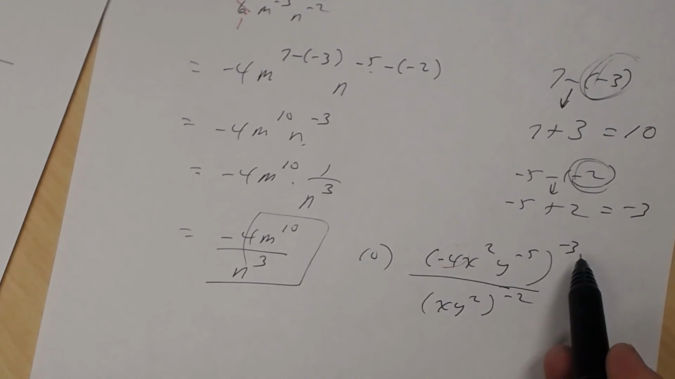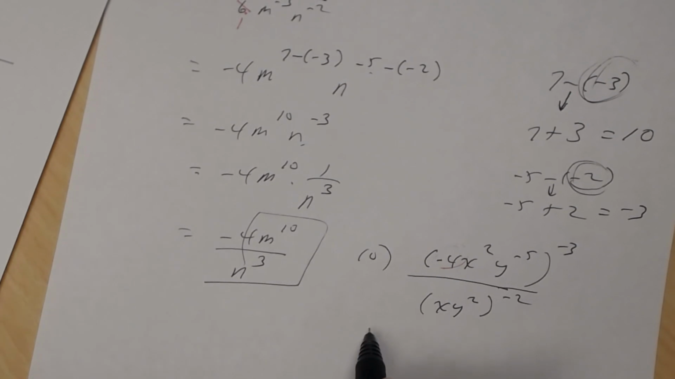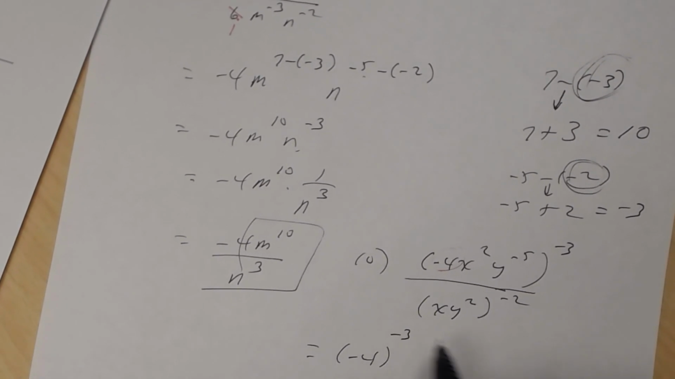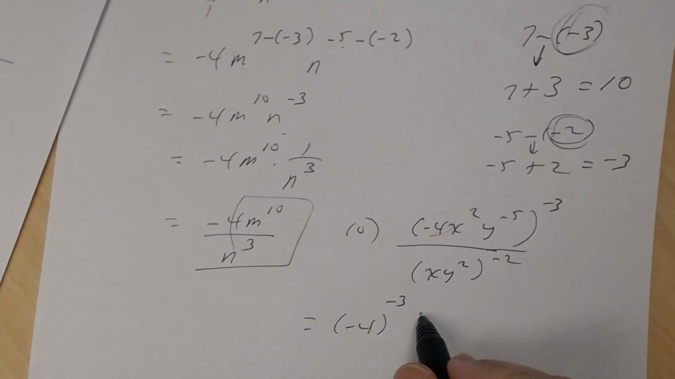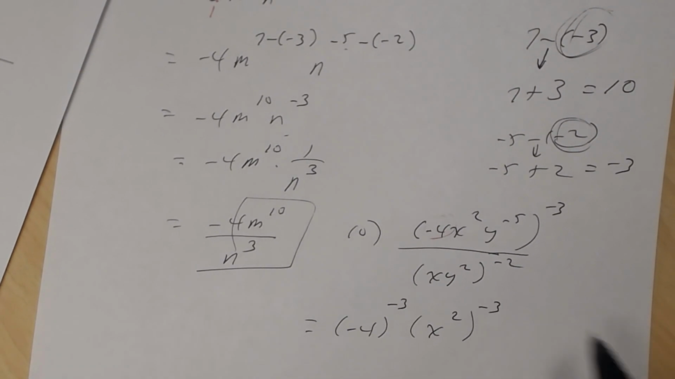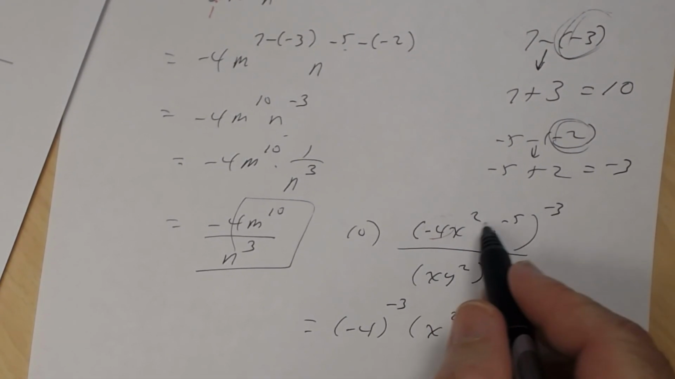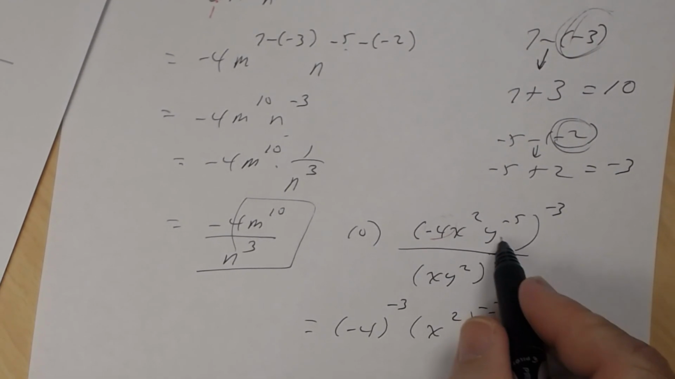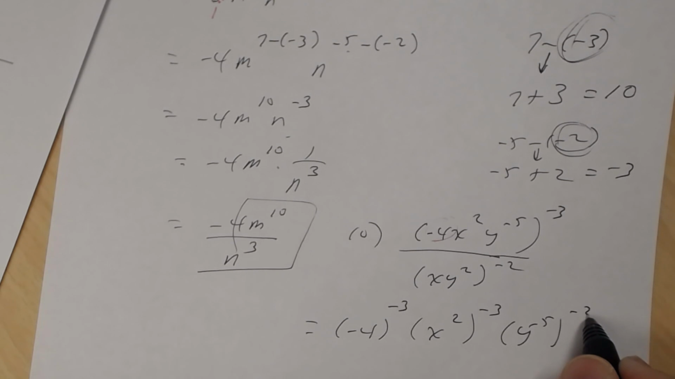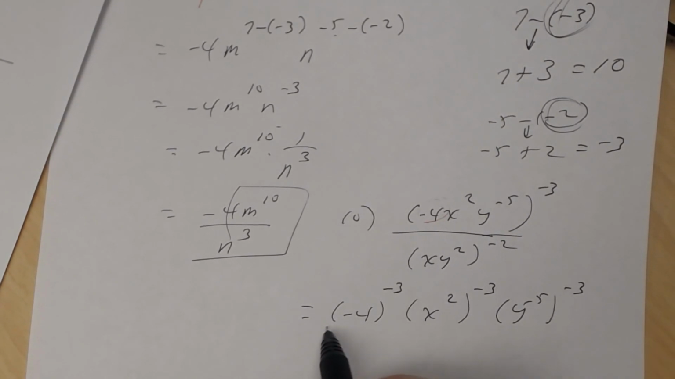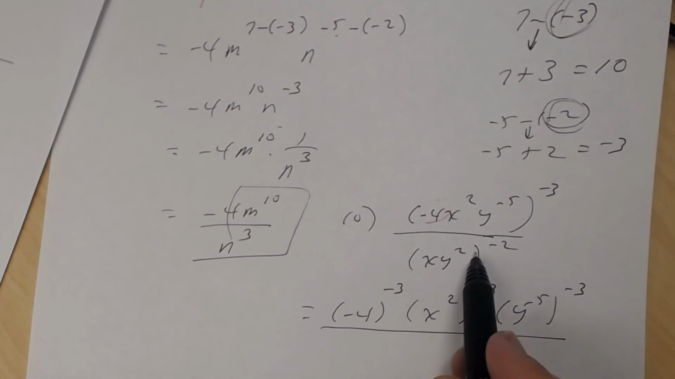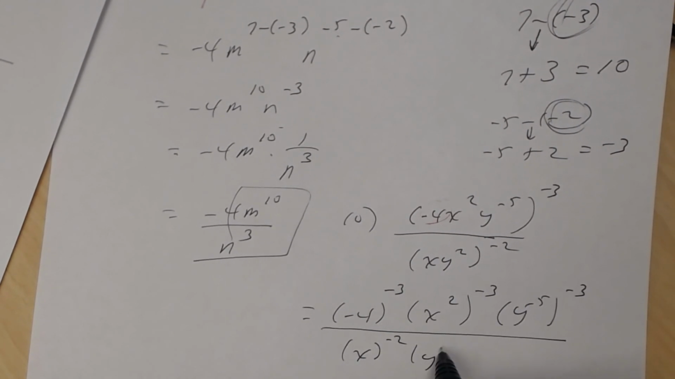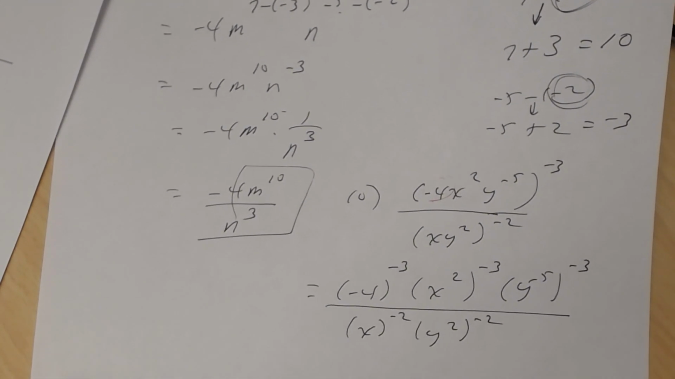All right, so we're going to use the power of a product here. So just be careful. This is what you're saying. You're saying negative 4 raised to the negative 3rd power times x squared raised to the negative 3rd power. Power raised to a power. You're just taking each of these and raising to the negative 3rd power. Times y to the negative 5th raised to the negative 3rd power. All divided by, same thing here, x to the negative 2nd power. And then y squared raised to the negative 2nd power.